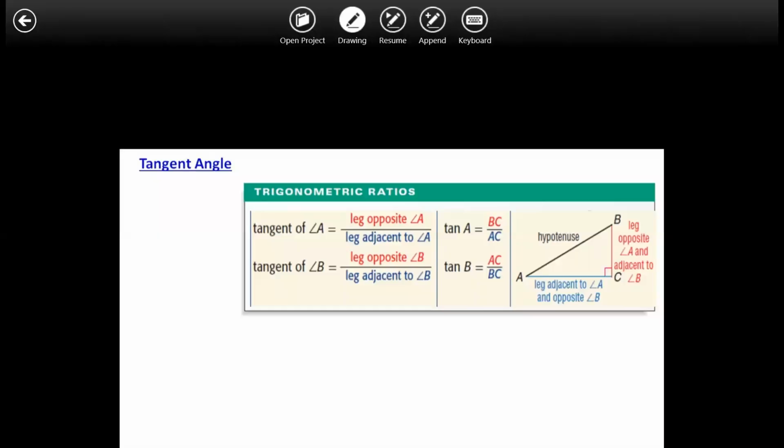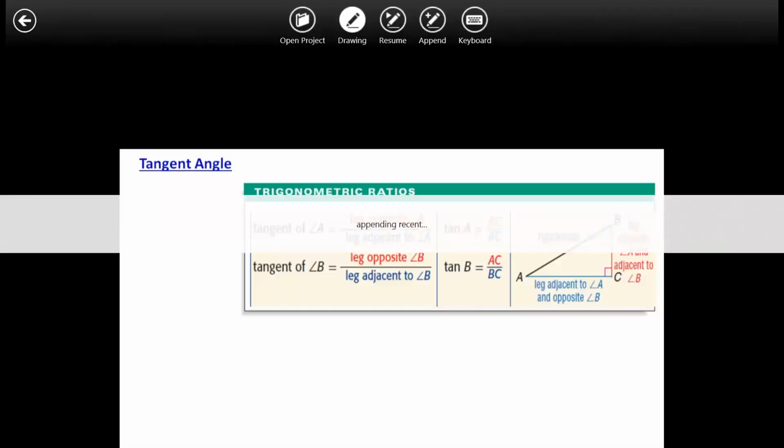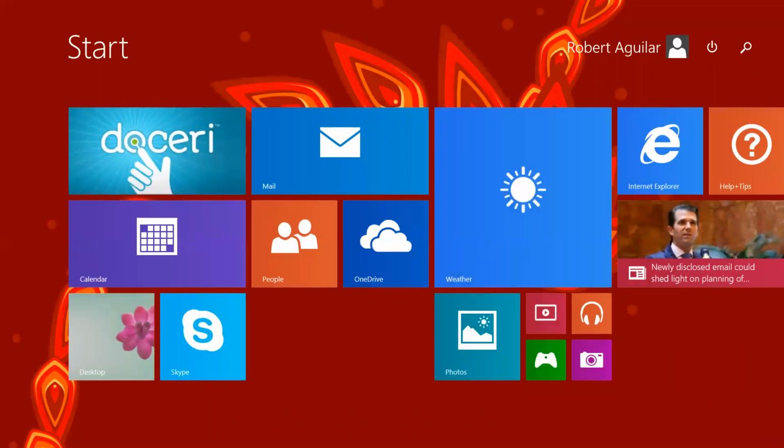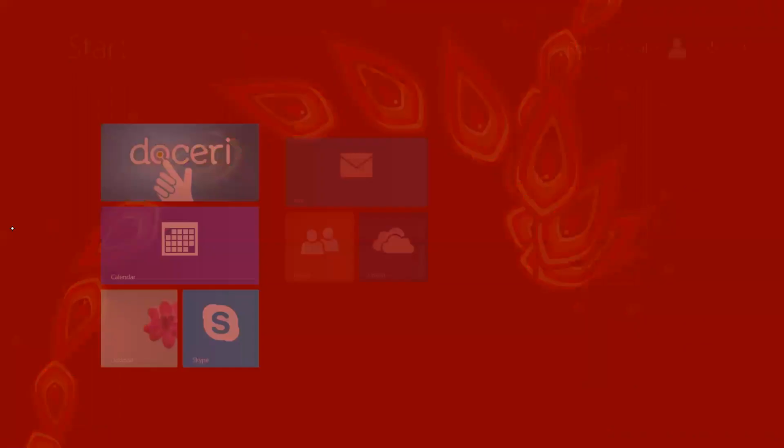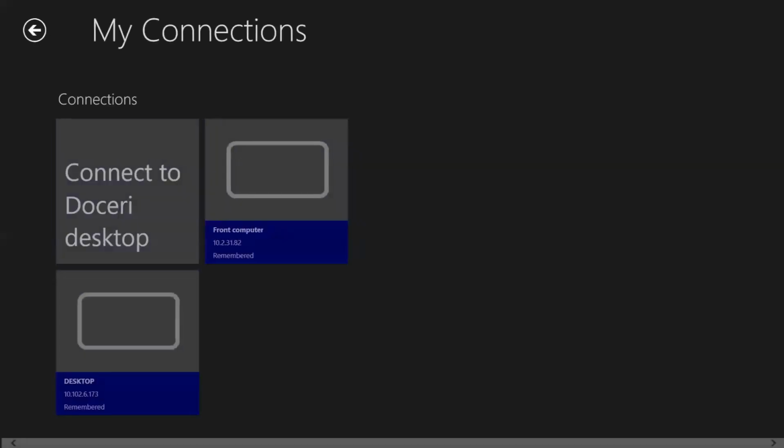Okay, now when discussing tangent angles, the key thing that you want to be able to see here is your reference angle. Your reference angle shows you how to set up the sides and label the sides of a triangle. And that's exactly what we're going to do here.